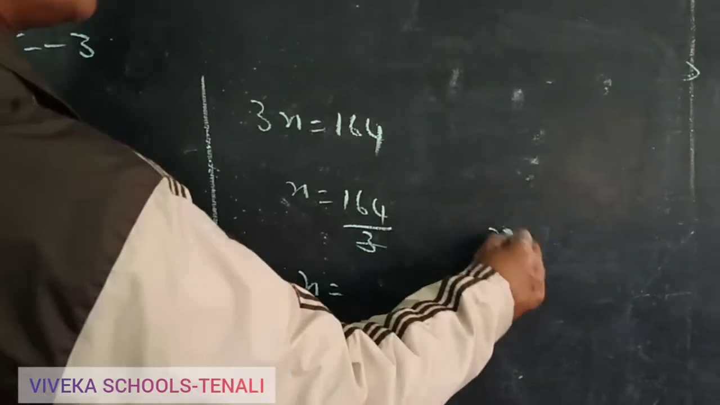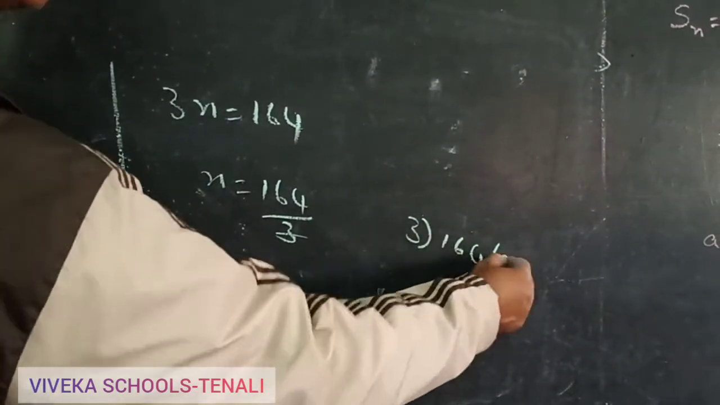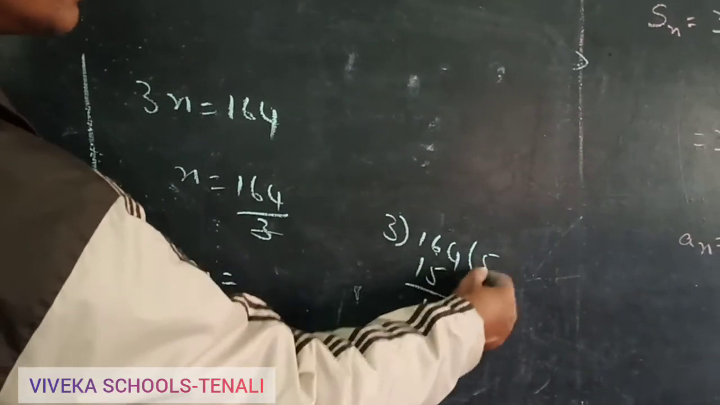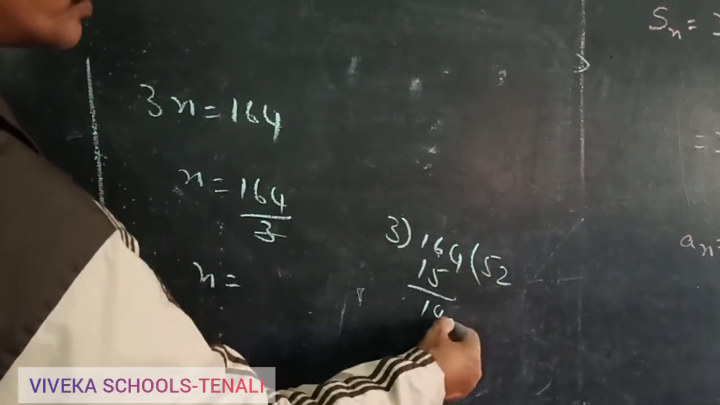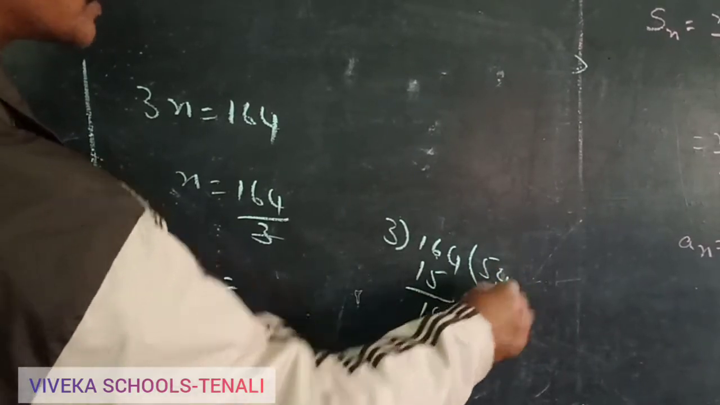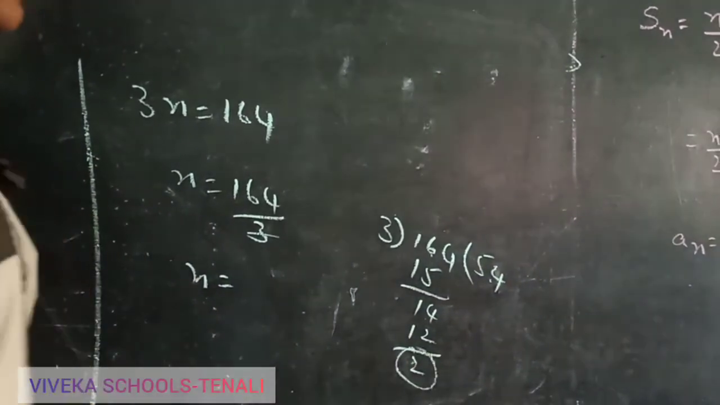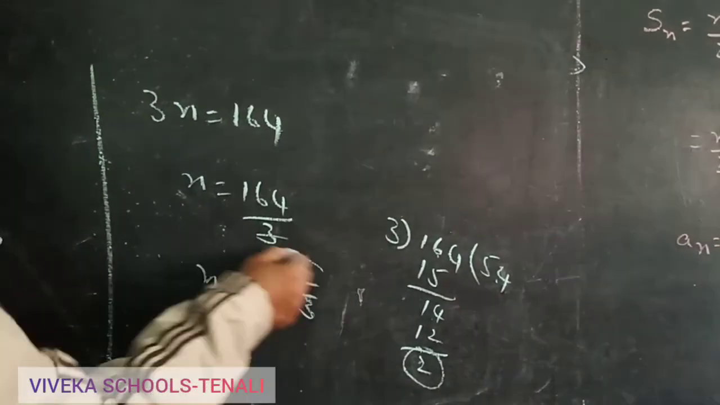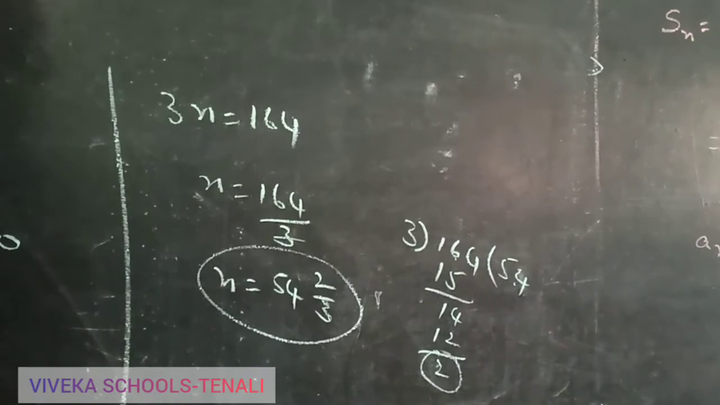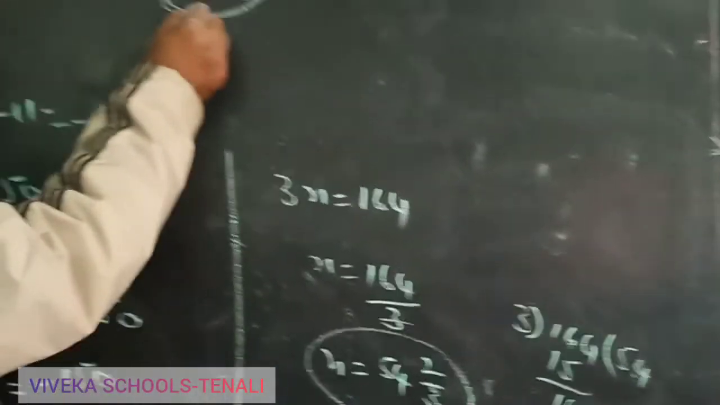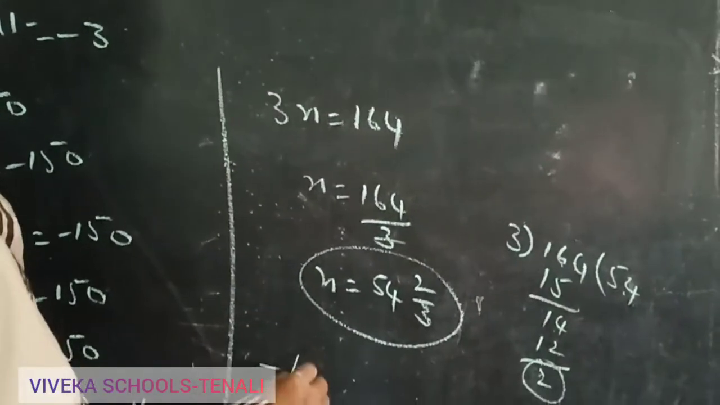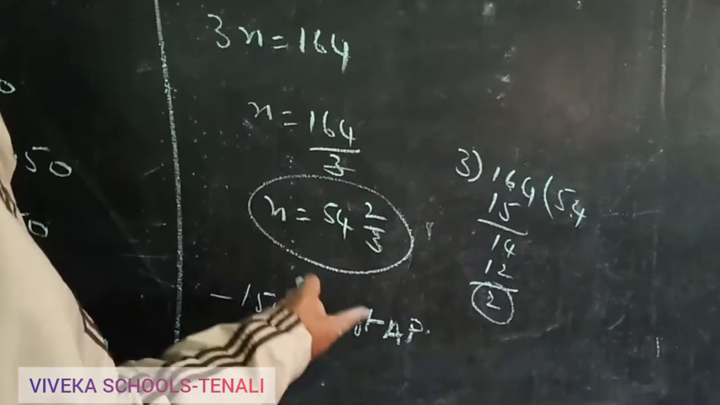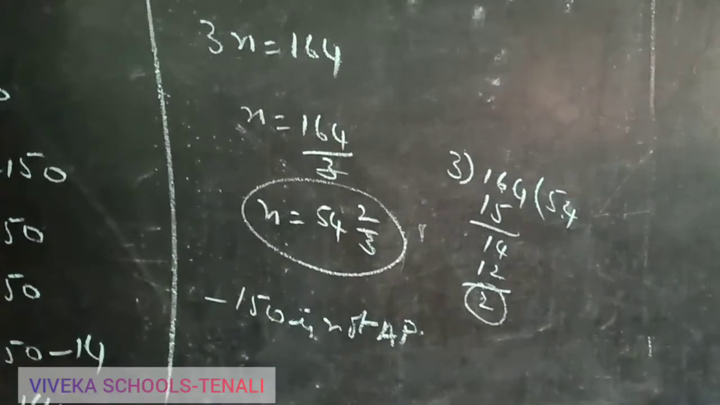What is it? 3 into 164. So 3, how many times? 3 5s are 15 and 1 balance. Bring down 4, 3 4s are 12. Next balance 2, remainder 2. So that means 54 and 2 by 3. It is not usable. So minus 150 is not in AP. Minus 150 is not in AP, so that is not a position of that progression.